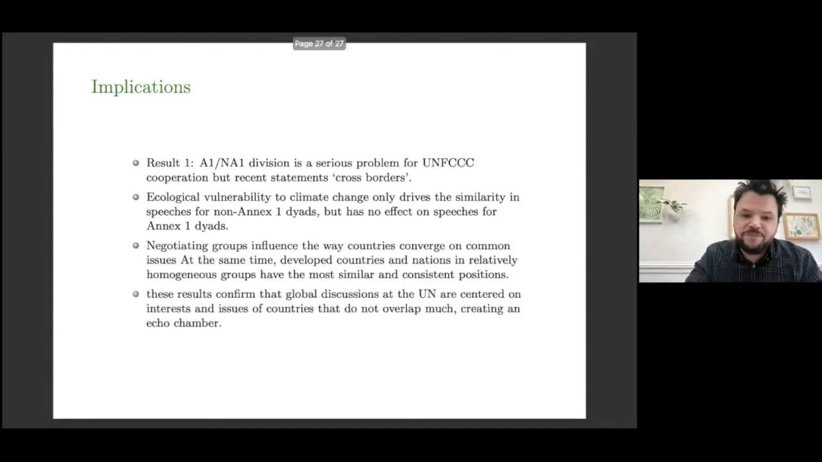Thank you so much. Oh, there is one last thing: these results confirm that there are some interests that do not overlap much, and that this is really creating an echo chamber where we have a really unified Annex 1 group and non-Annex 1 countries are speaking to each other.